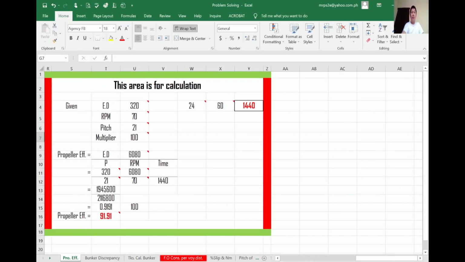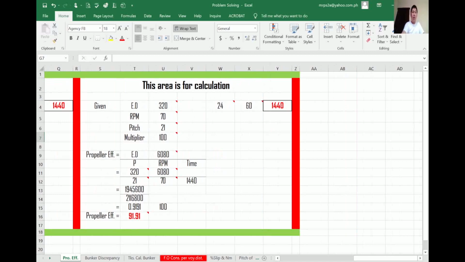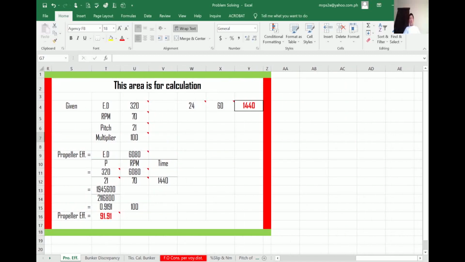So in reporting, we should have knowledge how to calculate every part of your report. Because you need to report to your company the abstract. There is an abstract every day at noon time, and there are also abstracts which are monthly and quarterly. So it depends on the owner of the ship and the charter.